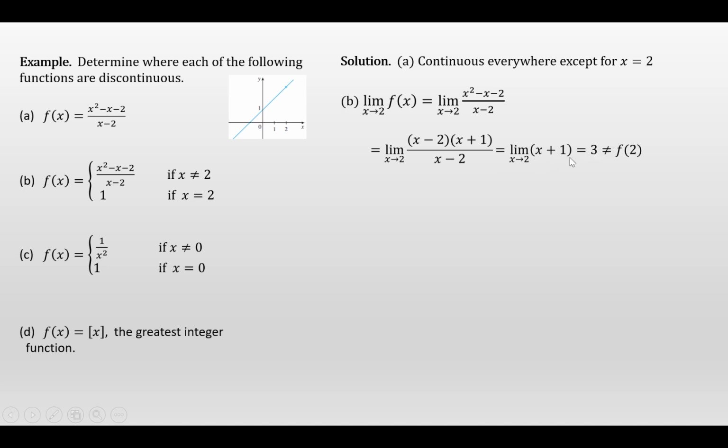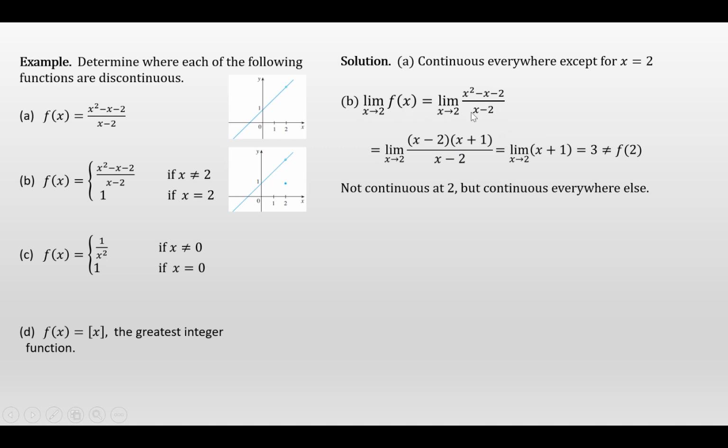Now the question is, is 3 equal to f(2)? Well, f(2) equals 1, so they are not equal. Therefore, the function is not continuous. And here is the graph. You can see that it's not continuous at 2, but continuous everywhere else. Let me explain the graph a little bit here.